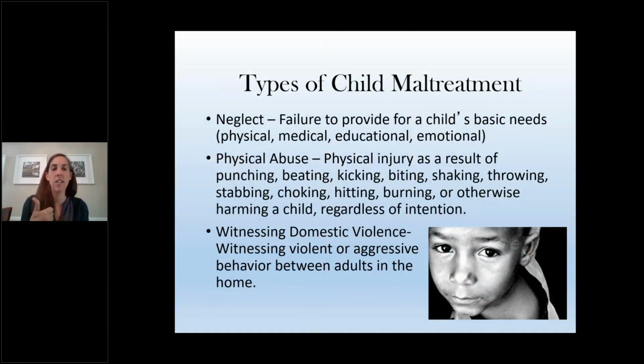So the first is neglect. The ones we're going to be talking about today are neglect, physical abuse, witnessing domestic violence, sexual abuse, and emotional abuse. Those are the 5 main types of abuse. Now, that being said, there are many different types of trauma, but these are the types of abuse that can be reported as a mandated reporter. So that's the difference between trauma and child abuse.